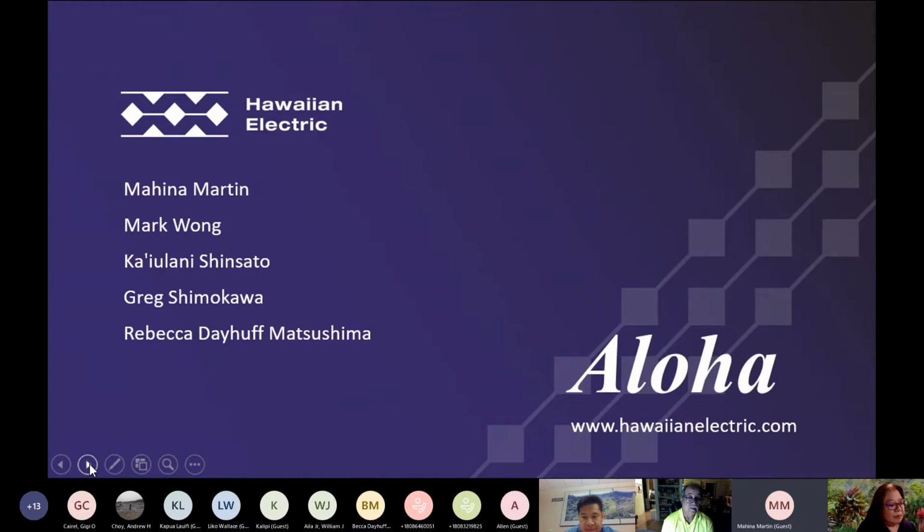You'll also get to meet Ka'iolani Shinsato. Ka'iolani is Director of Customer Energy Programs for Hawaiian Electric, and our Manager of Energy Procurement is here with us also this evening, Greg Shimokawa. And Rebecca Dehoff Matsushima is able to join us as well. She's our Director of Renewable Acquisitions.